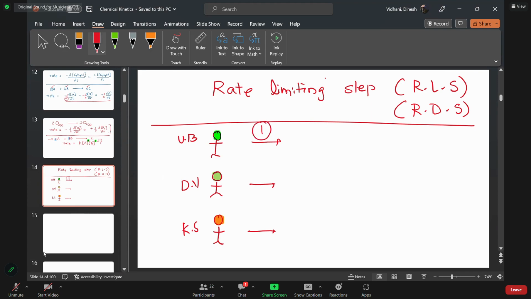Okay, so Usain Bolt is one, Kimberly Steele comes second, and I go third. Probably I won't be able to finish the race. Okay, so we got these three runners. Now suppose I do something interesting here.